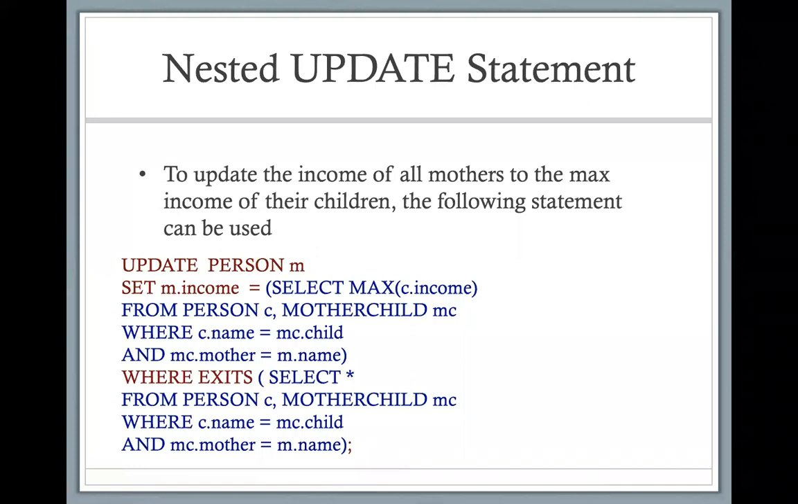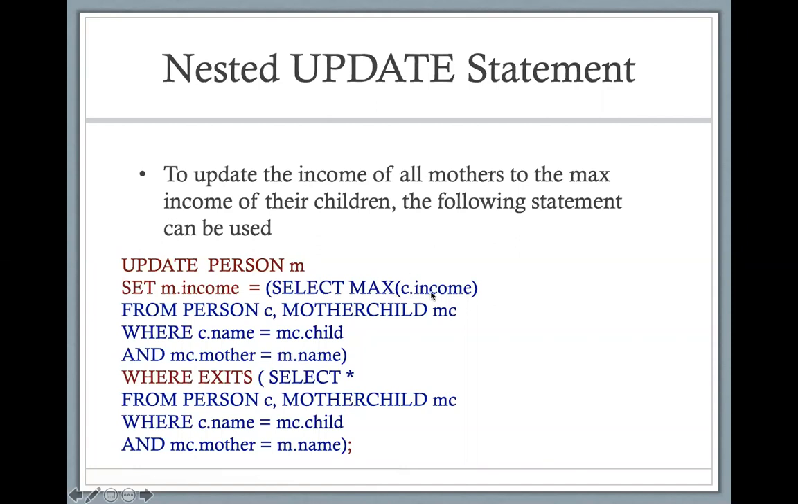Couldn't we have joined person and mother child on person equal mother instead of a nested query? So how do I get them? I want to do two things, Mira. I want to update the income of the mom, and I want to get the maximum income of her children. So the maximum income of her children is this blue query, the inner query. So this just selects the maximum income of the children of a given mom.